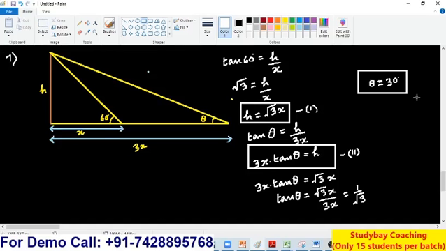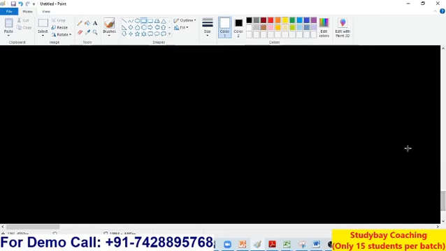Now moving on to the next question. Question number 8. An aeroplane at an altitude of 200 meters observes the angles of depression of opposite points on the two banks of the river to be 45 degree and 60 degree. Find the width of the river. Okay.